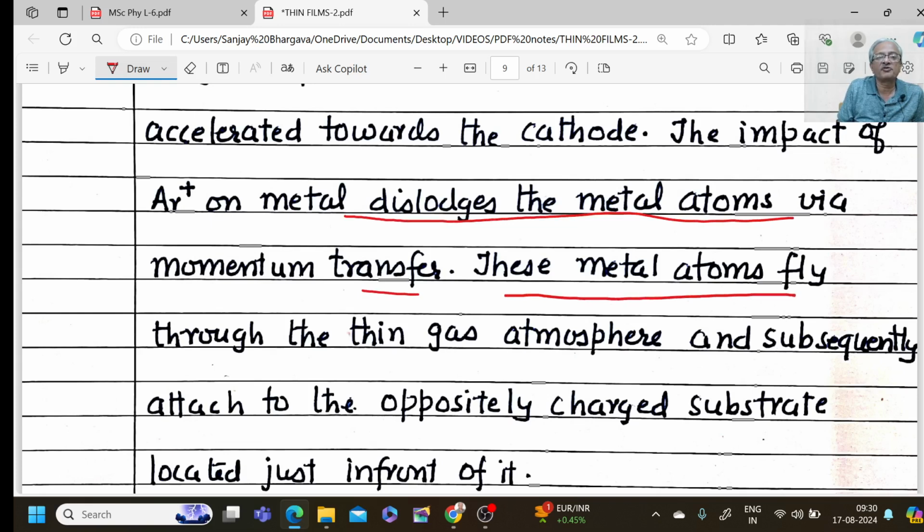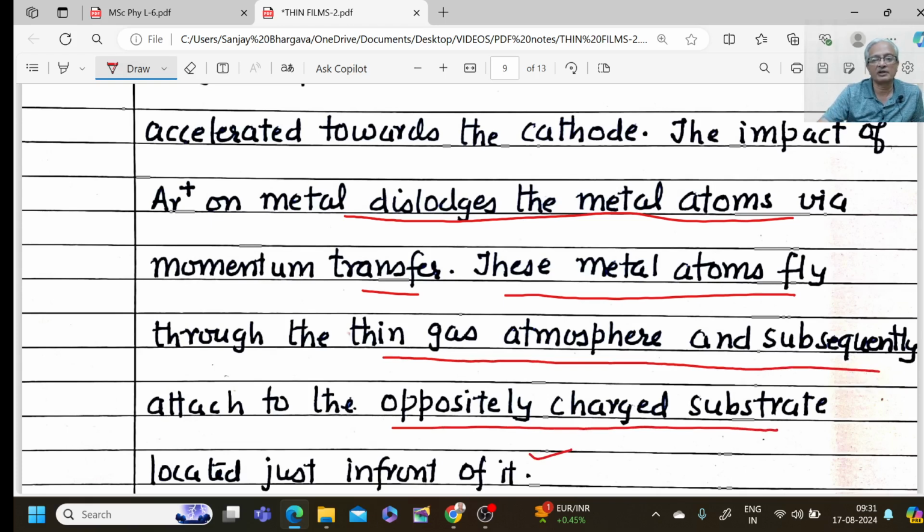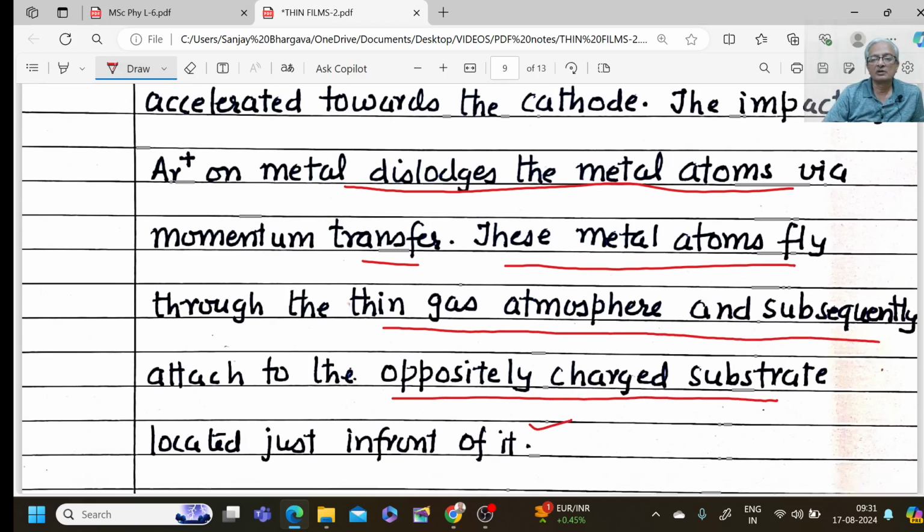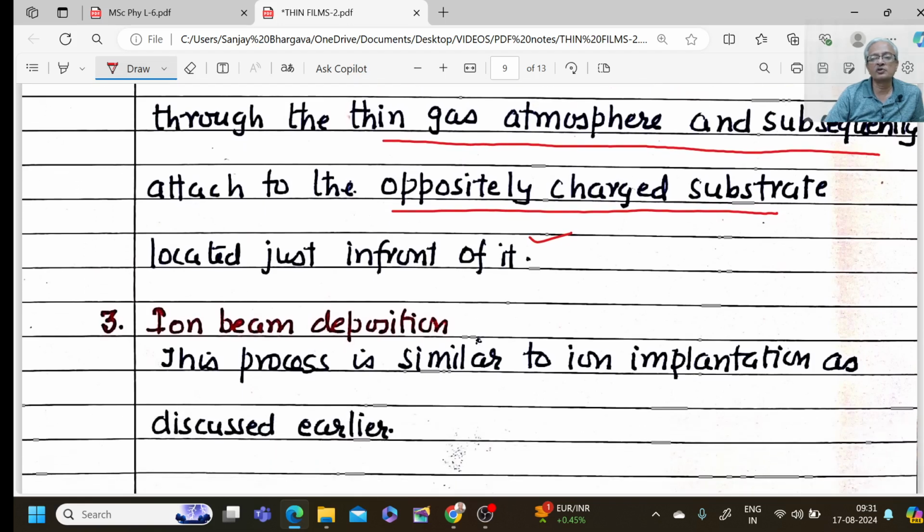These metal atoms fly through the thin gas atmosphere and subsequently attach to the oppositely charged substrate located just in front of it. So, this method is also useful in deposition. Then for metallization, the third process is the ion beam deposition, which we have already studied in the form of ion implantation earlier.